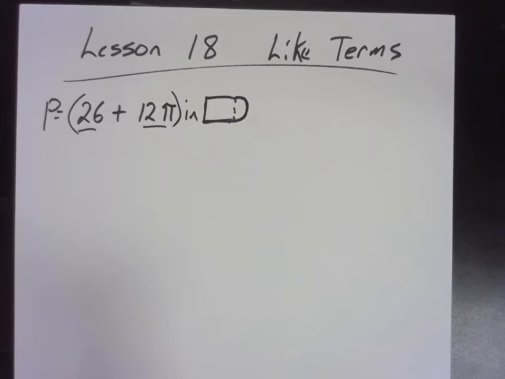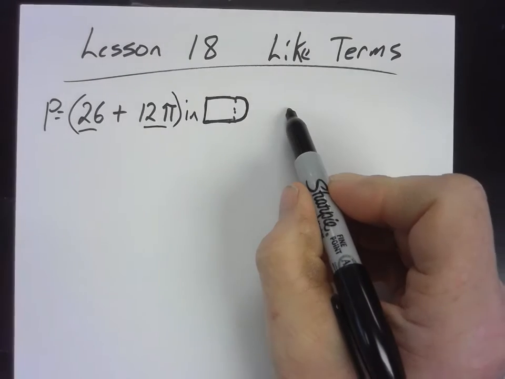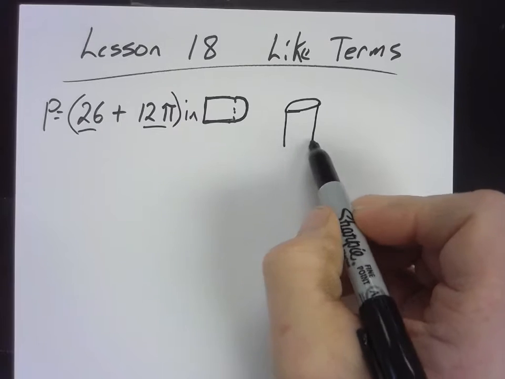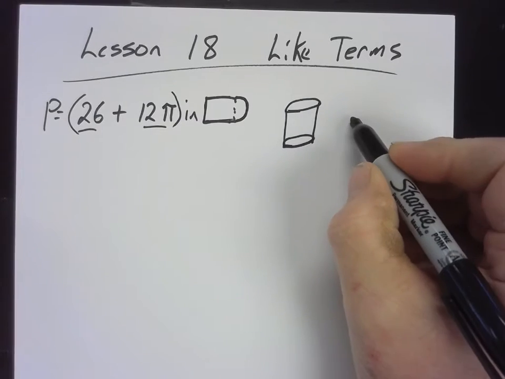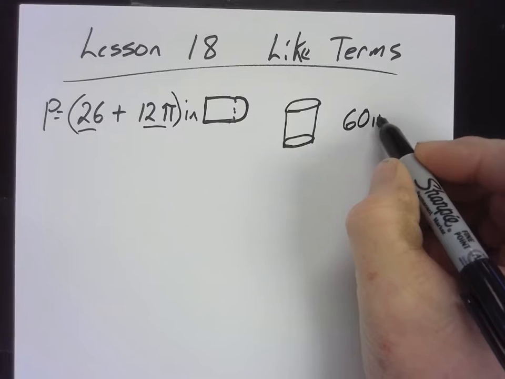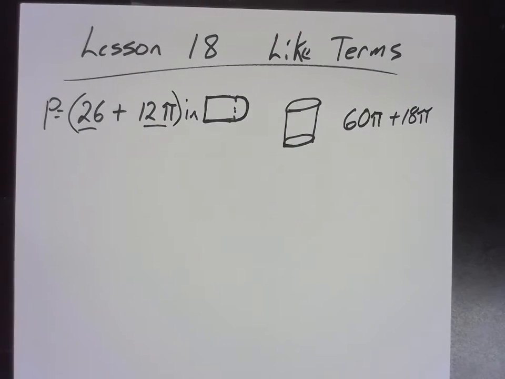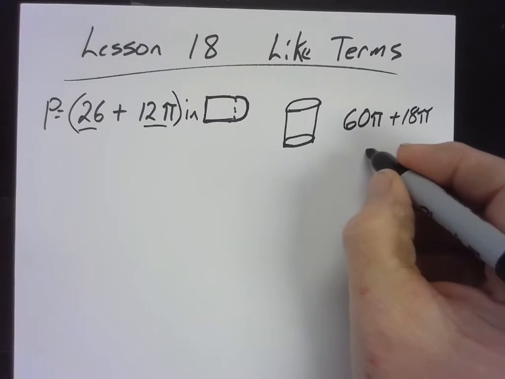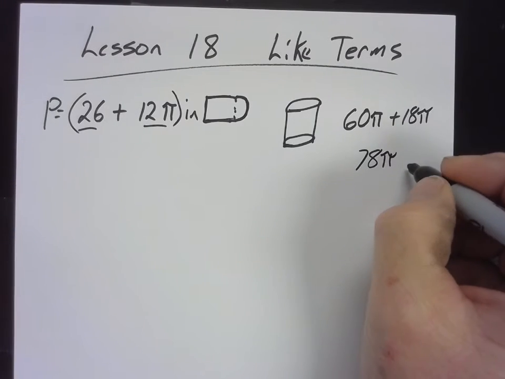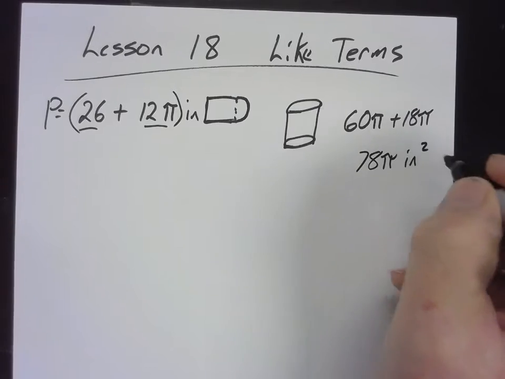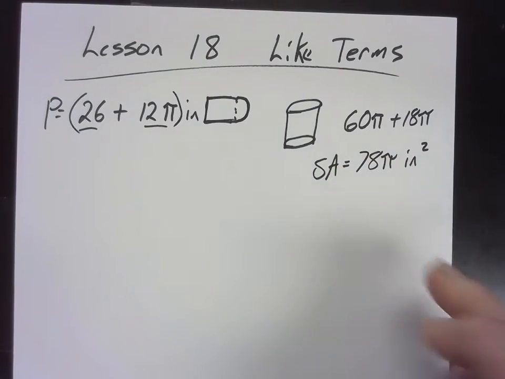We saw some others when we were finding the surface area of a circular cylinder, and you guys used the formula. I think you came up with an answer like 60 pi plus 18 pi, and we said those two are like terms, aren't they? They're both times pi. So 60 times pi plus 18 times pi is 78 times pi. So we can put those two together. This would be in square inches, and that would be the surface area. So what's the difference? Why are some like terms and why are some not?